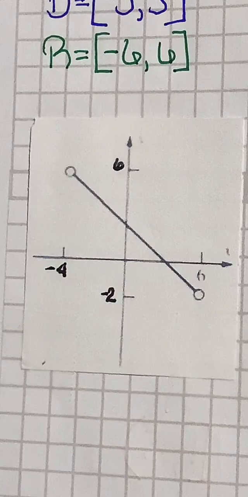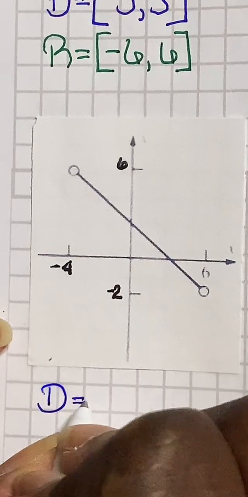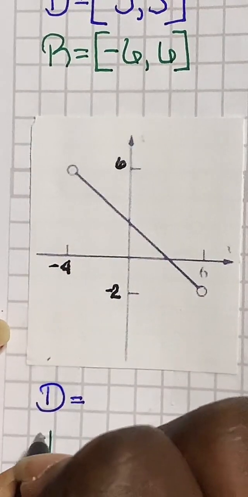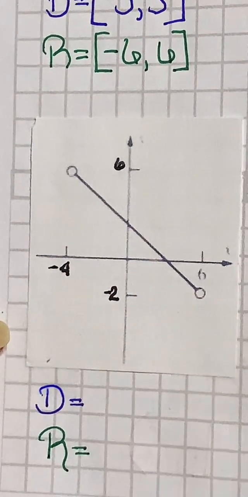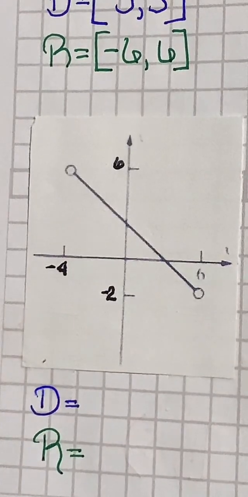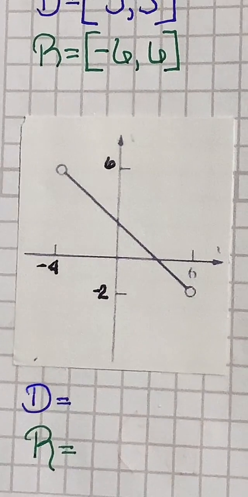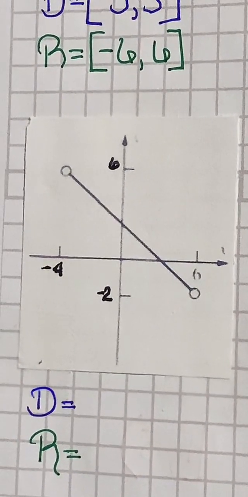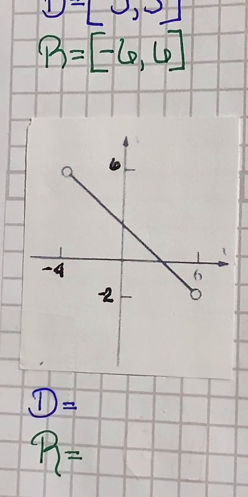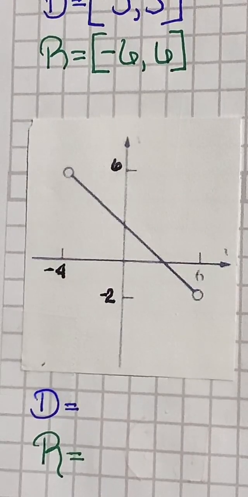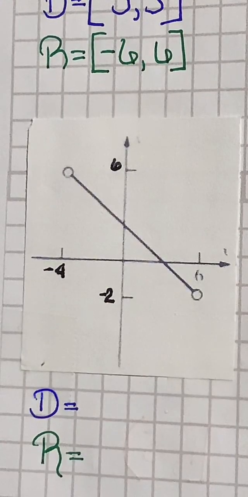Yep. So what's my domain? What's my range? Okay, so Shaston's saying my domain is negative 4, 6. My range is negative 2, 6, and both of them are not included.